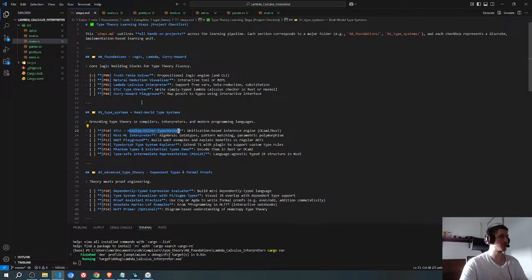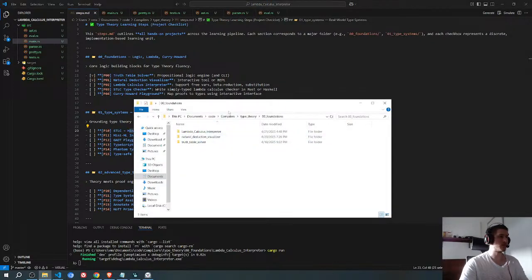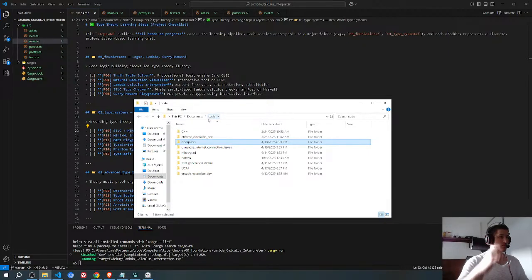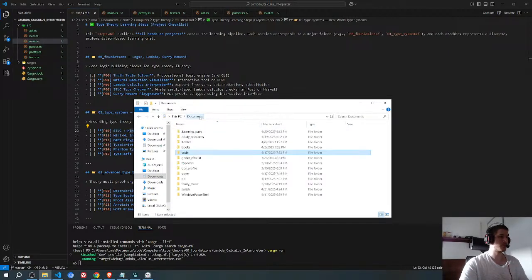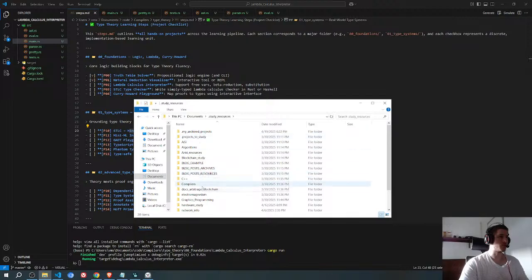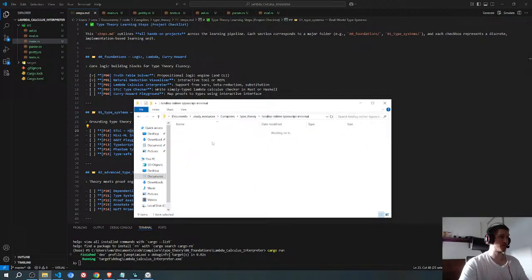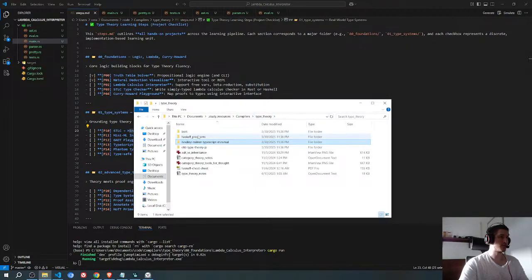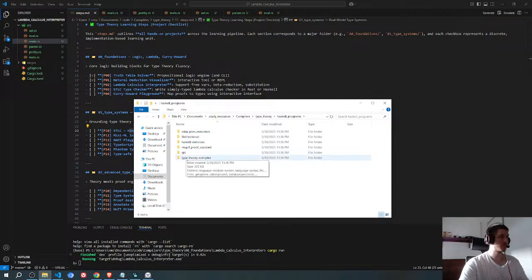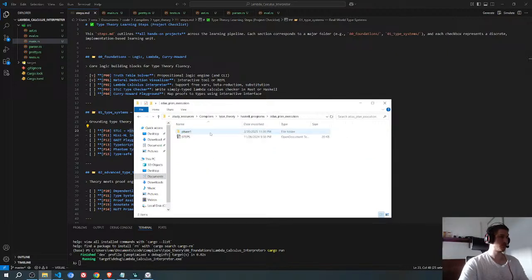The Hindley-Milner type checker. Maybe I still have it here somewhere. I think I lost that. I don't remember it all. Maybe it's here. This one is in TypeScript. Yeah, so I think that it was this one here.